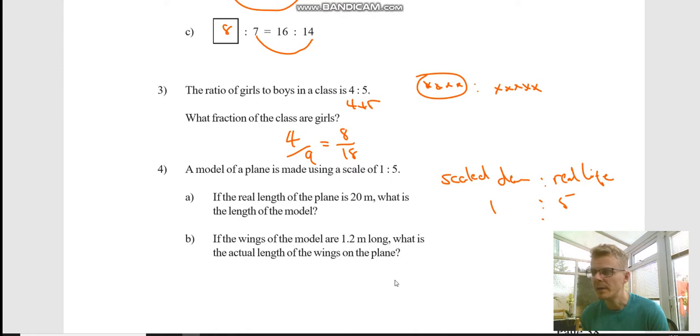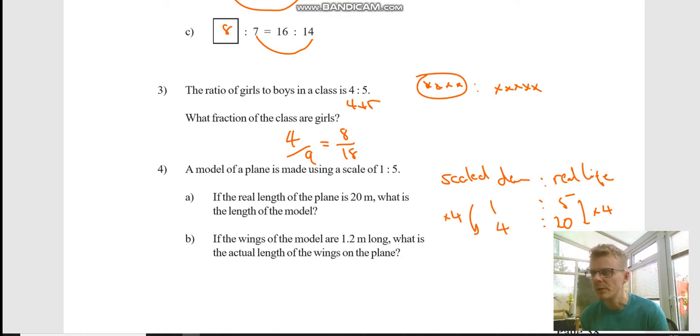So let's now place this underneath. My head's going to get in the way, isn't it? So we get 20 meters in real life. So that's 4 times bigger in the ratio. So my model is going to be huge. It's going to be a 4 meter model.